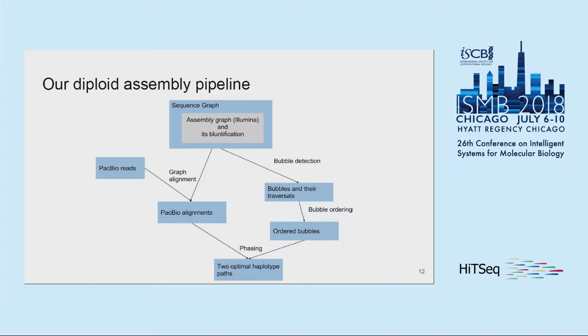Now in the assembly graph, we remove the overlaps, and this process is called bluntification, which results in a sequence graph. In the sequence graph, the nodes are the sequences, and the edges represent the adjacencies between the node sequences that they connect.